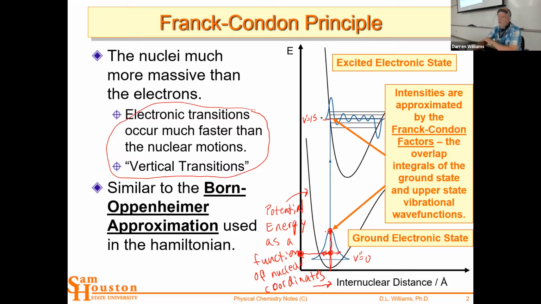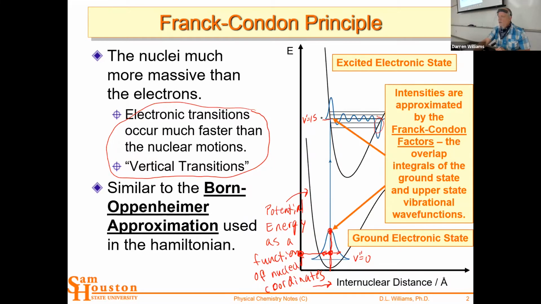And so the most probable transition would be from V double prime 0 to V prime 15. Because if you look at the upper state wave function, notice it's no longer just a regular sine function. It's got kind of a big lobe here and a big lobe way over here. But in the middle, it's kind of small.